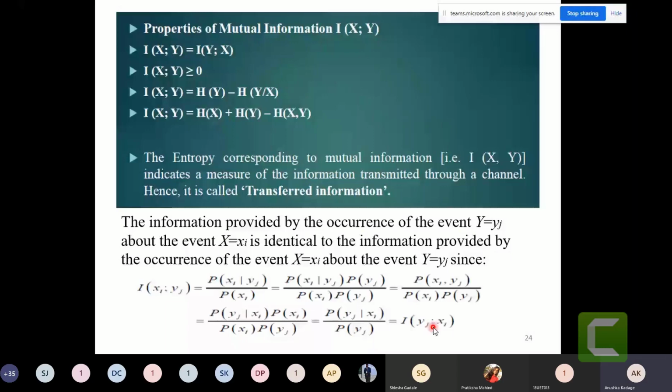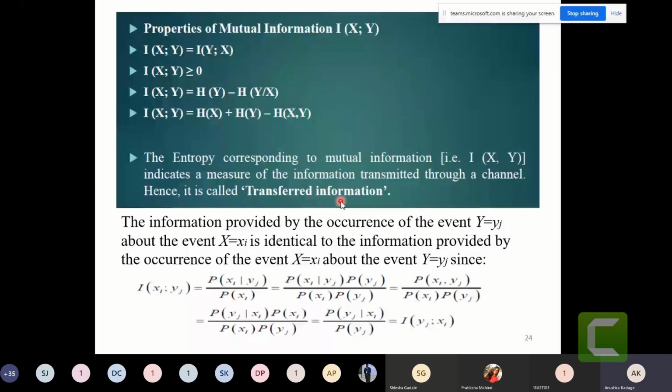So in this way, by substituting the values of marginal probabilities and conditional probabilities in the form of a joint probability, and by doing some rearrangements, we can derive that the mutual information from the transmitter end is always equal to the mutual information at the receiving end. And that's why this is said to be the transferred information. And that transferred information is either from transmitter towards receiver or from receiver towards the transmitter.